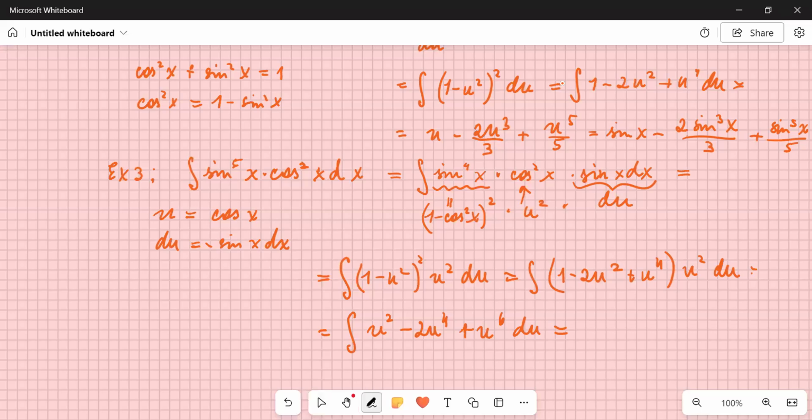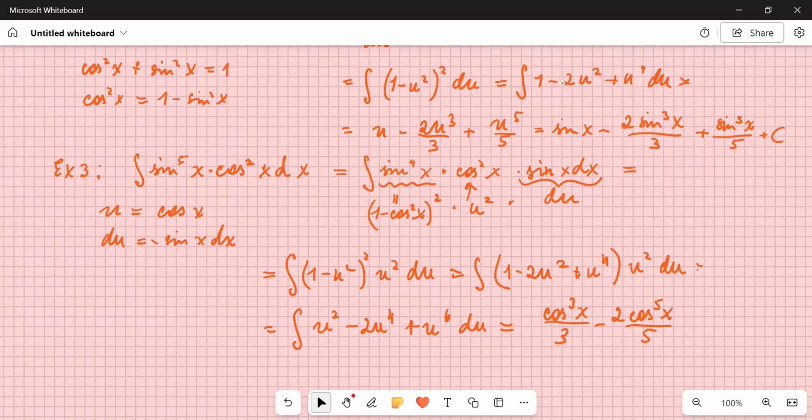So we're supposed to get u squared is going to give us u cubed. Our u is cosine, so it's cosine cubed over 3 minus 2 cosine to the power of 5 over 5, right? The power increases by 1 unit. And plus cosine to the power of 7 over 7 and plus a constant. So that's how we did the integral.